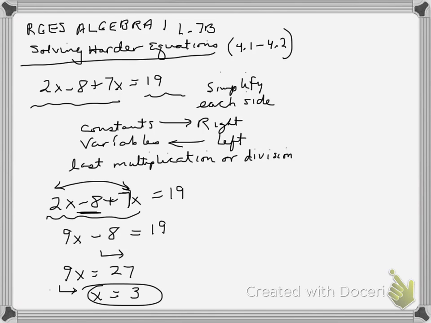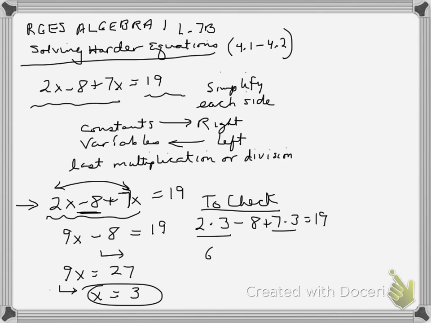Now to substitute in, to check my answer, I would say, going back to the original equation, 2 times 3, go ahead and write this down to check, minus 8 plus 7 times 3. Does that equal 19? Well, multiplying out, I'm going to get 6 minus 8 plus 21 equals 19. And I'm checking to see if that's a true statement or not.